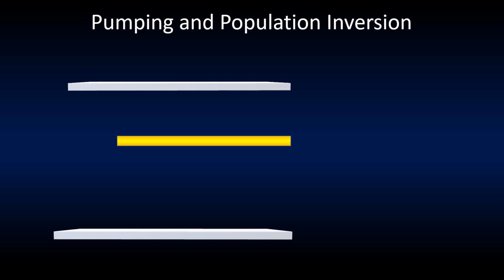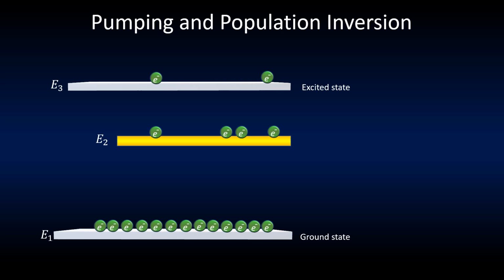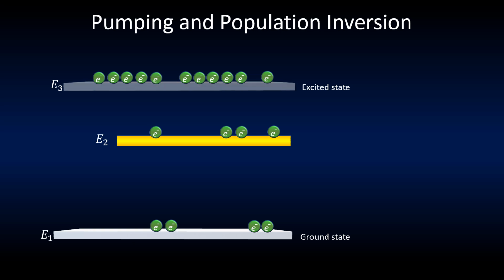Pumping and population inversion. Now let us consider an atom which has three electronic states, that is E1, E2 and E3. Generally, most of the electrons stay in the ground state, that is E1. As we have already studied in absorption, the electrons jump to the higher energy level, that is from E1 to E3. Now, due to the process of spontaneous emission, the electron does not stay in an excited state for a longer period of time. It stays for only 10 raised to minus 8 seconds.